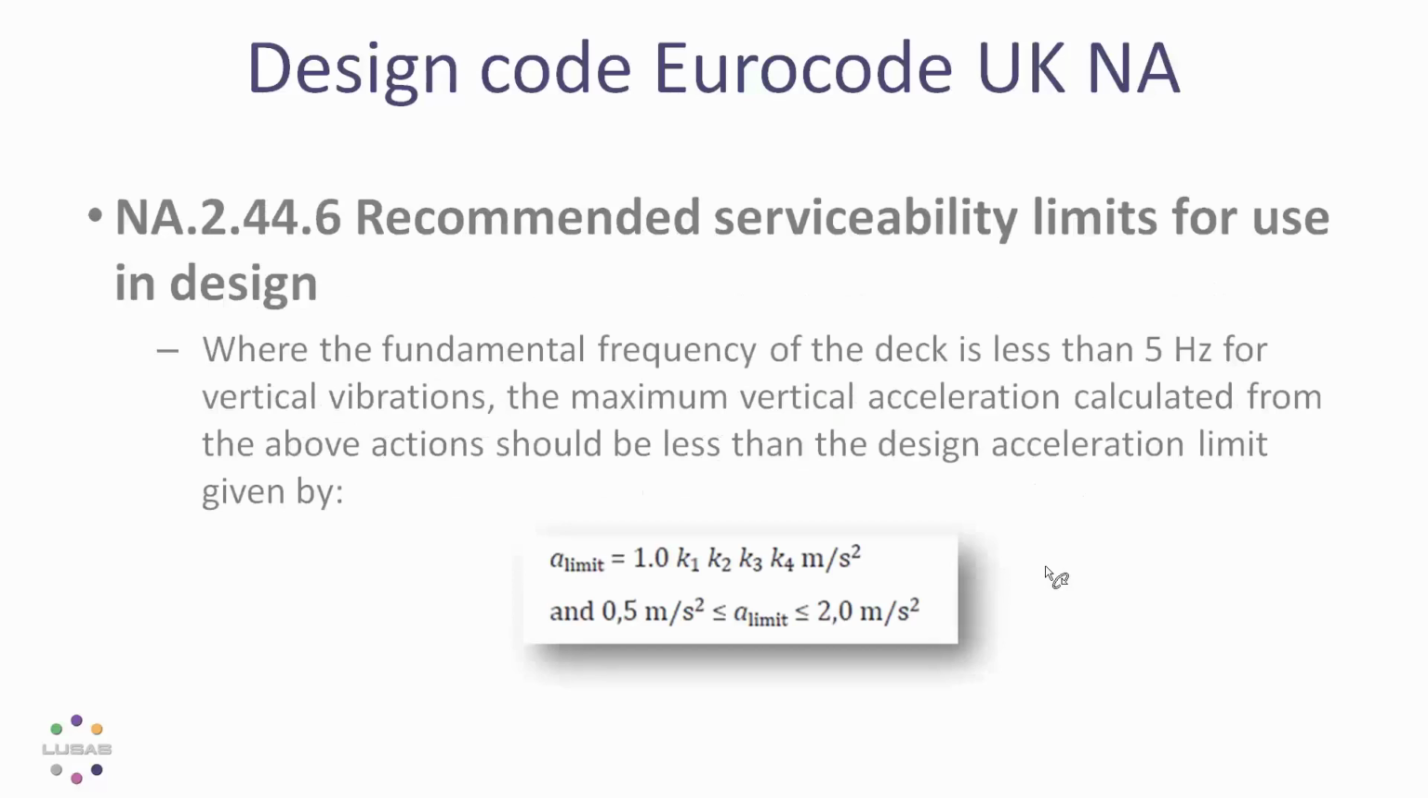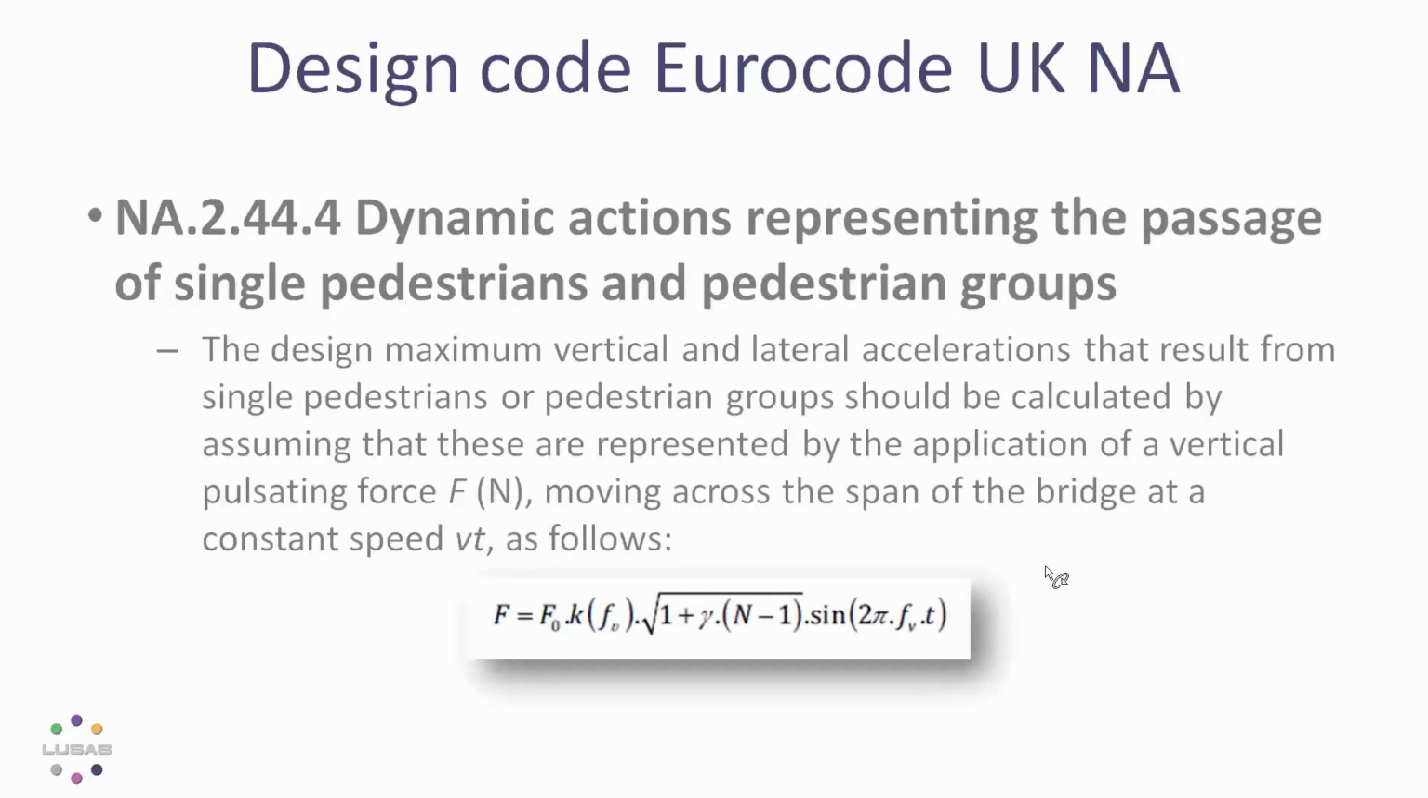Within clause 2.4.4.6, for a fundamental frequency of less than 5 Hertz, you can work out an acceleration limit, and that acceleration limit you have to prove that the analysis model is below for the structure to be safe. Now, in terms of the analysis tool that we're using, this is going to set up the analysis in accordance with 2.4.4.4. So it'll be a single pedestrian or group of pedestrians moving at a pulsating force across the structure at a given speed.